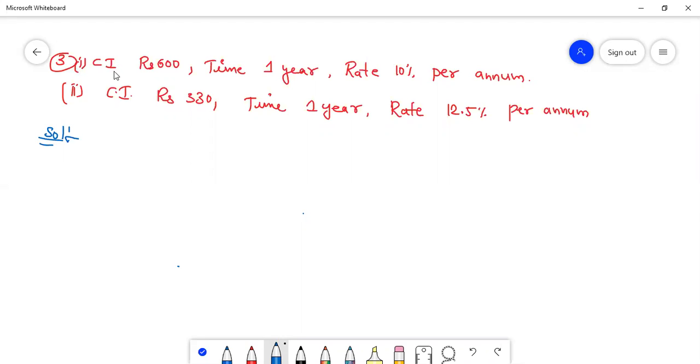Third question: compound interest is rupees 600, time period is 1 year, rate 10% per annum. We have to calculate the principal amount. In this, the interest is compounded half yearly.